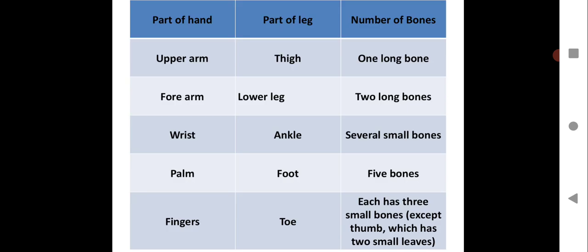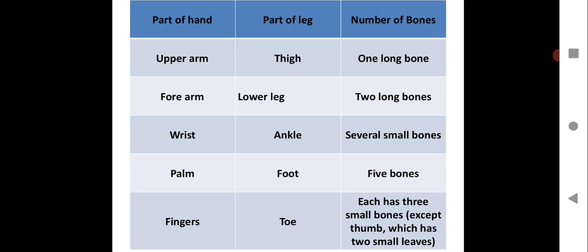So we will see part of hand, part of leg, and number of bones. You have to make this table in your notebook. Part of hand, upper arm; part of leg, thigh; number of bones, one long bone. Then part of hand, forearm; part of leg, lower leg; number of bones, two long bones. Please see the description for the part of the body and the number of bones.